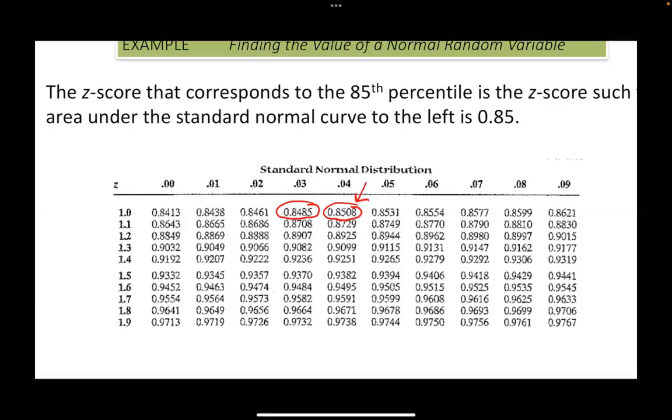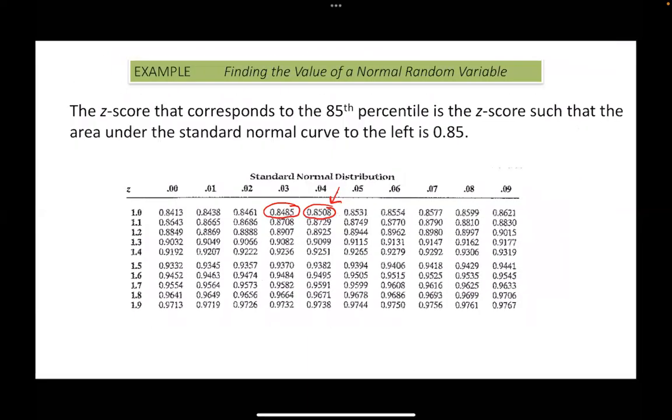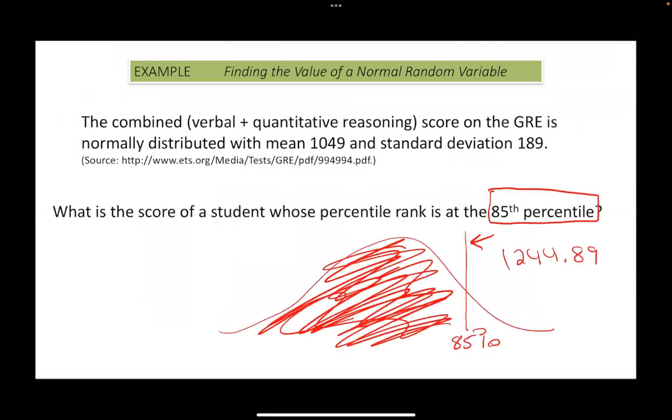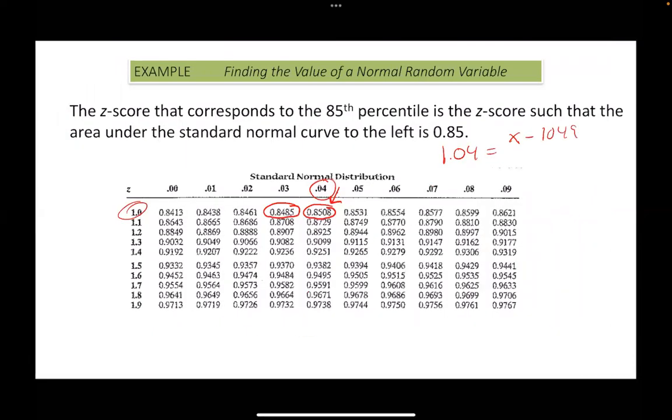I like hearing you say that we're not going to have to do this, right? No, I just want to show you that it's a thing. Okay. So what I can do is plug in the Z score that corresponds, which is 1.04. 1.04 equals X minus my mu, which is 1049, divided by the standard deviation, which is 189. And then you would just solve for X. Don't do this. Use inverse norm. Just thought I would throw out there that this is how you would do it.